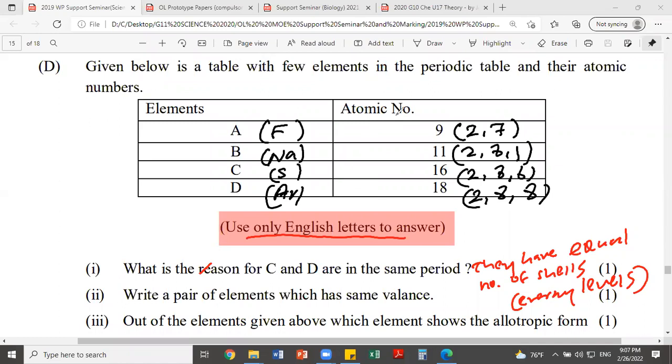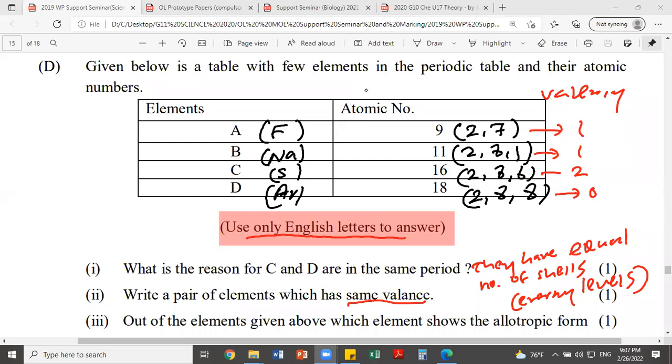Write the pair of elements which has the same valency. I'll write the valency here. Valency is the number of electrons taken in, given out or shared. Valency is also equal to the number of bonds. Here the valency is 1, here the valency is 1, here the valency is 2, here the valency is 0. So which ones have the same valency? Sodium and fluorine. But don't write sodium and fluorine.